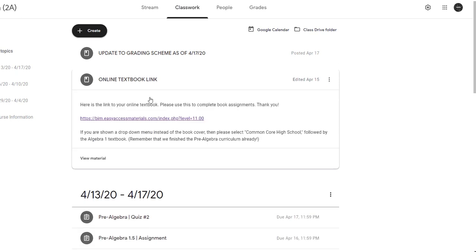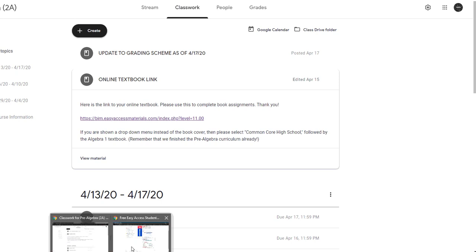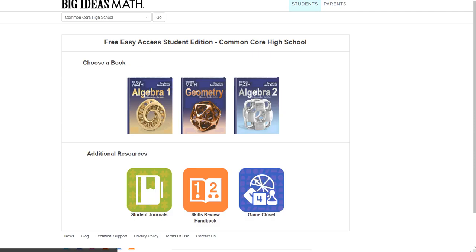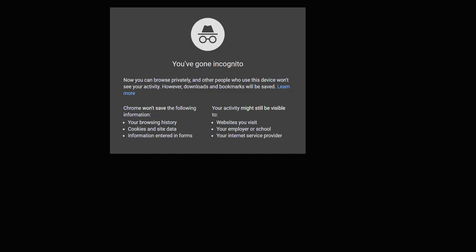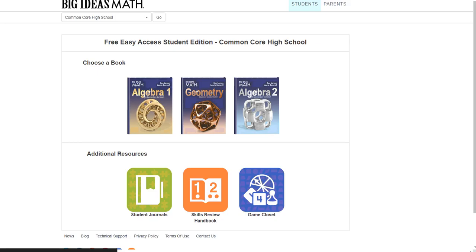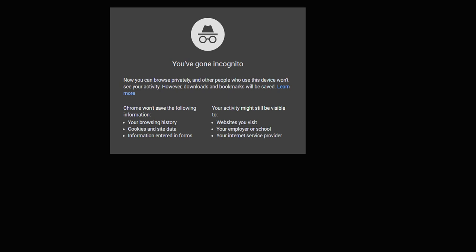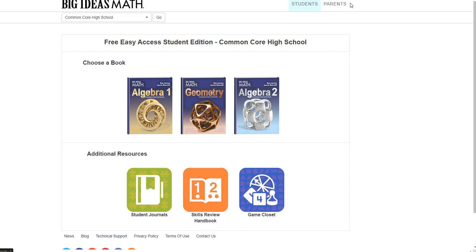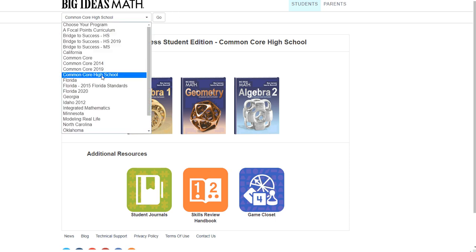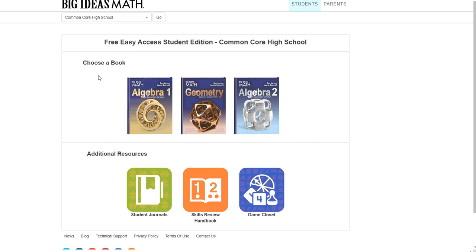You just go to online textbook, you click on this link, and it's going to open up to, let's see if I can get back to it. I tried to get around it by opening the incognito tab, but it's not working. I can't get to the page I saw before because I've already opened this once. You might see a page that just has this drop-down menu, and you have to go to Common Core High School, not the other Common Cores. So Common Core High School, click Go, and then it would bring you to this tab. I've already done that, so when I load this page, it goes right into here, and then click on the Algebra 1 book.